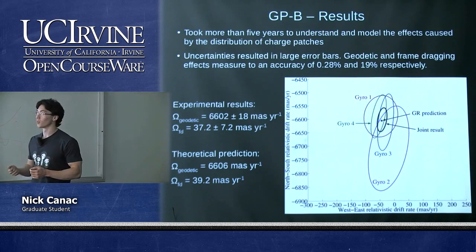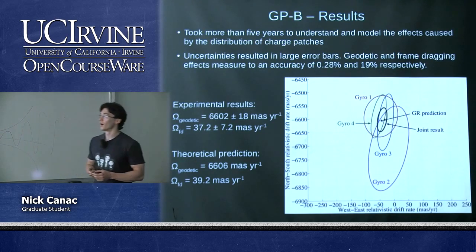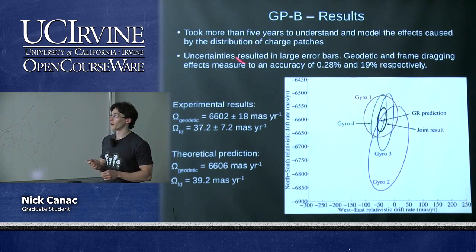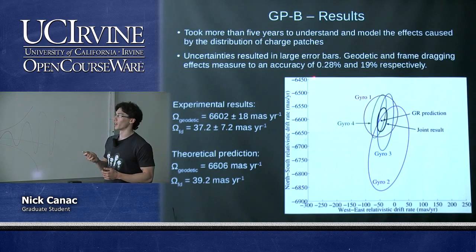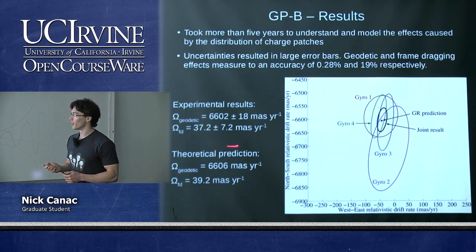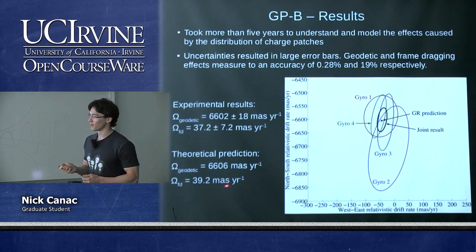So once they had created a model and applied it, the uncertainties were much larger than they had anticipated. Earlier I said that they had wanted to measure the geodetic effect to 1 part in 10,000, and the frame dragging effect to 1%. And you can see what they actually ended up getting was about 0.3% and 19%. But all that considered, they still got results that were completely consistent with theoretical predictions.